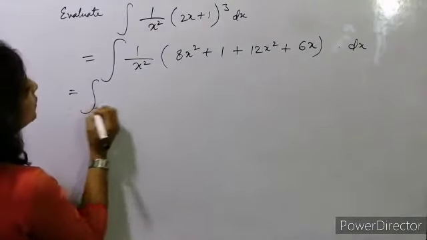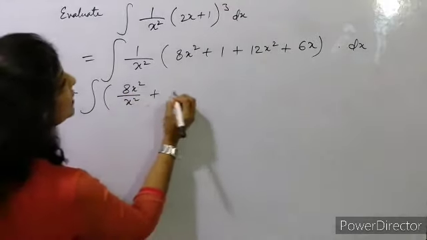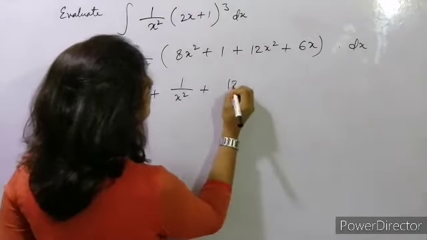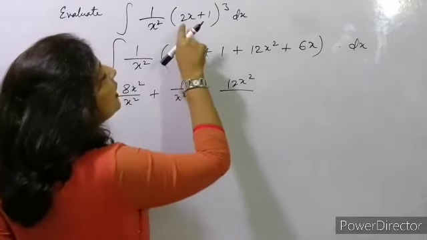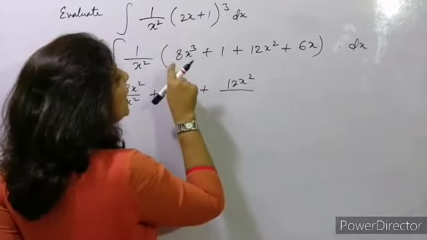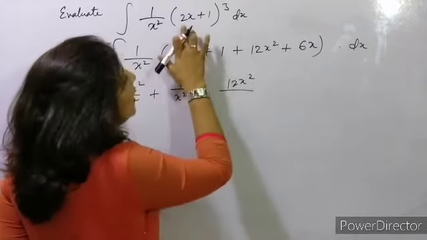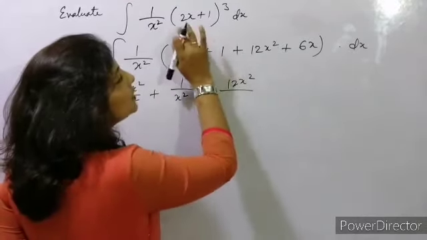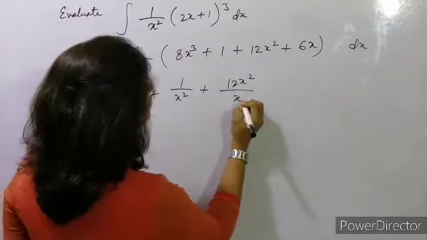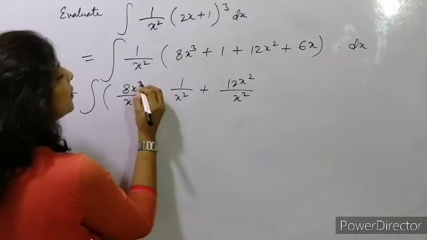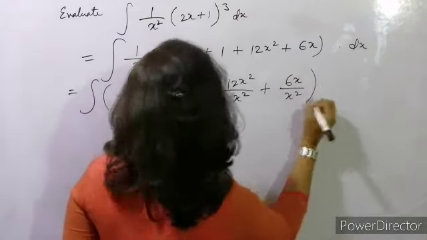So the value will be, what we have to do, 8x³ divided by x² plus 1 upon x² plus 12x², x cube ना, यहाँ पे x cube होगा. Why? Because 2x का cube, whole cube, so 2 का cube will be 8 and x का cube x cube. Okay, a cube plus b cube plus 3a²b plus 3ab². Okay, fine. So this is x², so there should be power 3. Okay, now plus 6x divided by x², okay, and dx.